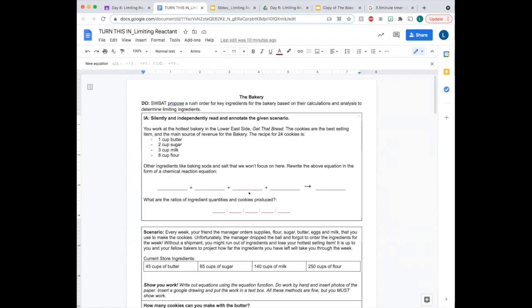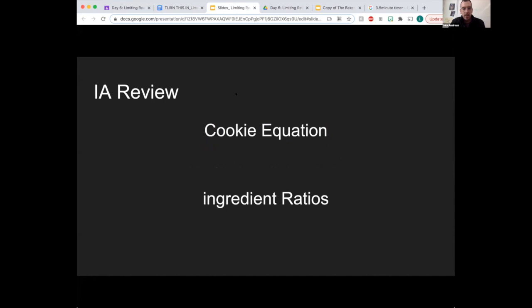I didn't know if I was right or wrong, but I put 1B for 1 butter, 2S for 2 sugar, 3M for 3 cups of milk, and then 8F for 8 cups of flour, and then I put 24C for 24 cookies. Oh my God, sounds perfect. That is pretty close to what I made.